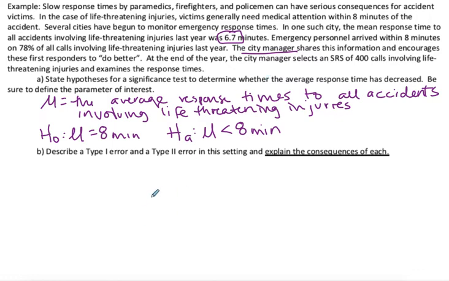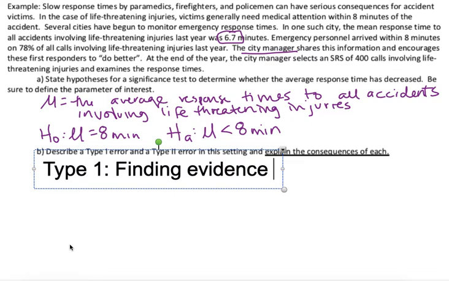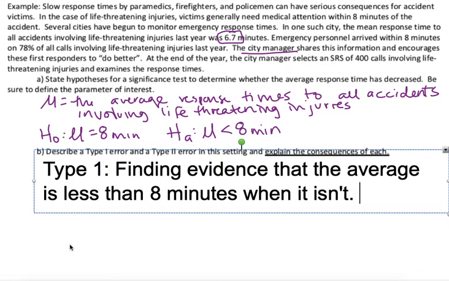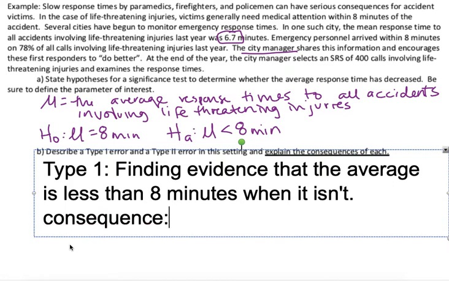So on part B, it says describe a type 1 and a type 2 error in this setting and explain the consequences here. So a type 1 error in this case would be finding evidence of the alternative, so finding evidence that the average is less than 8 minutes when it isn't. The consequence of that is going to be, okay, we've found evidence that it's less than 8 minutes, and so we're not going to change anything. We think we're doing a good job. So we're not going to seek out ways to improve.